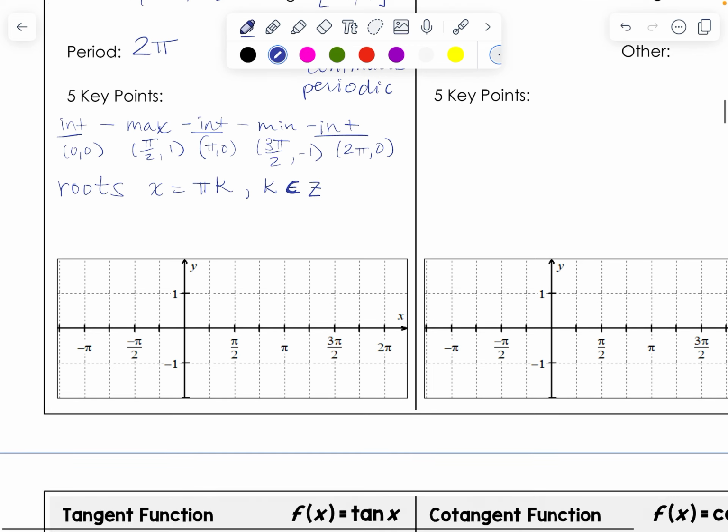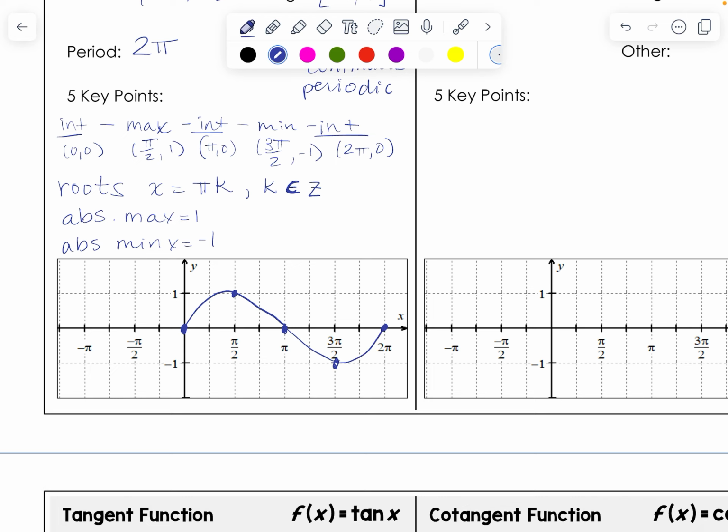Okay, we have an absolute maximum of 1, but it repeats, and we have an absolute minimum of -1. And this is what our graph looks like. It goes through 0, 0. At pi over 2, it's a maximum of 1. At pi, it's an intercept again. At 3 pi over 2, it's a -1. And at 2 pi, it's an intercept again. And we don't do zigzags. We want to make sure that these look nice and curvy.